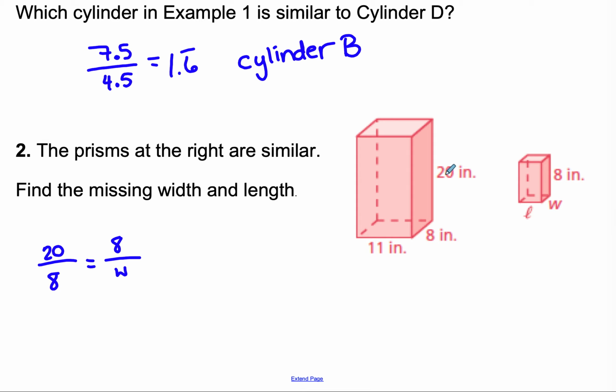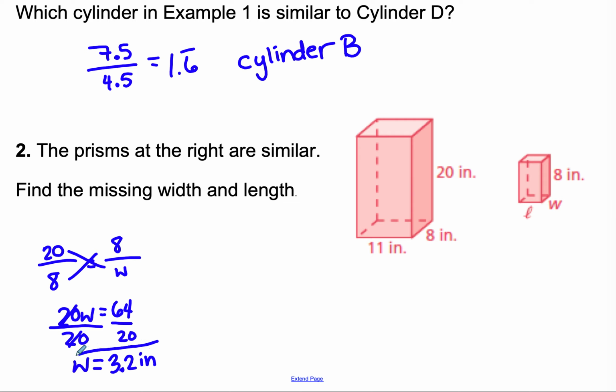Okay, so I did height over width for the big, height over width for the small. Let's go ahead and solve it. So 20 times W would be 20W, and 8 times 8 would be 64. So I need to divide both sides by 20 to figure out what my width is. So if I do 64 and I divide by 20, I get 3 2/10. It did not say to round, so I'm going to leave it exactly that, 3 2/10 inches.